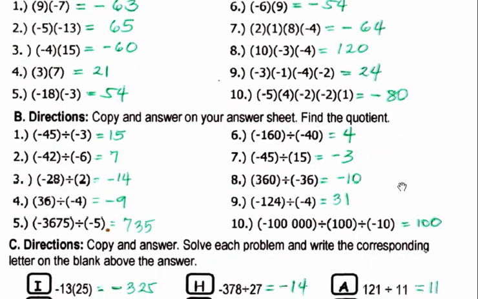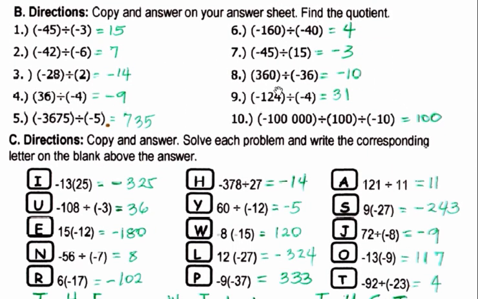Moving on to exercise letter B. Copy and answer on your answer sheet, and we have to find the quotient. Negative 45 divided by negative 3. Both are negative, so we have a positive quotient, 15. Then negative 42 divided by negative 6, that is positive 7. Negative 28 divided by 2, that is negative 14.